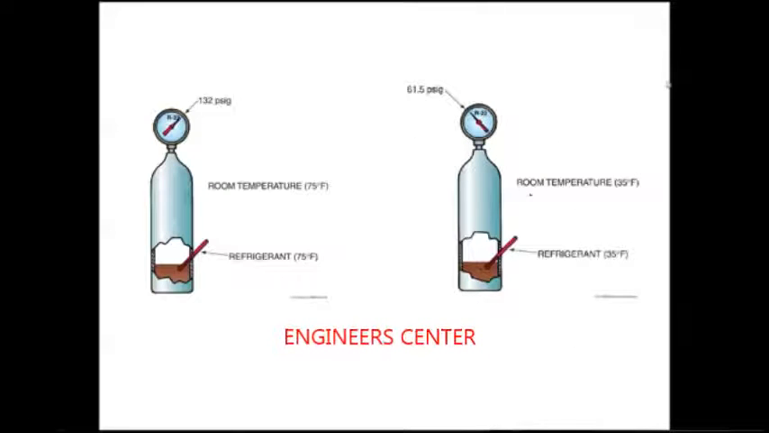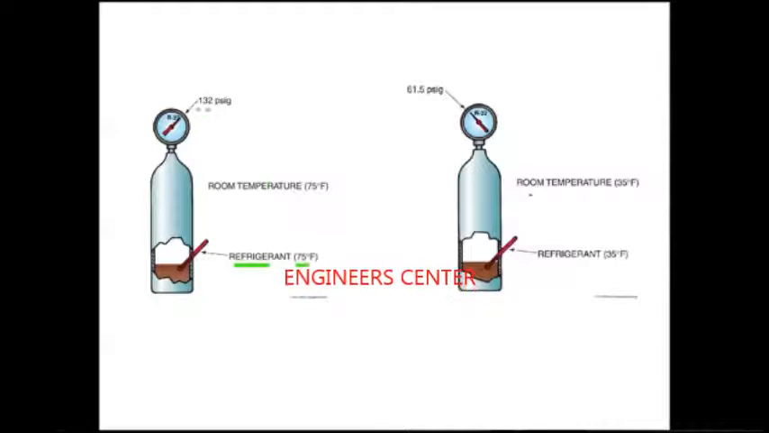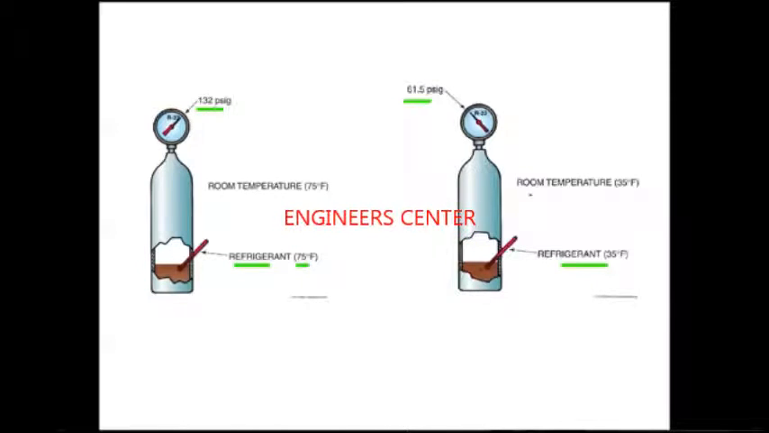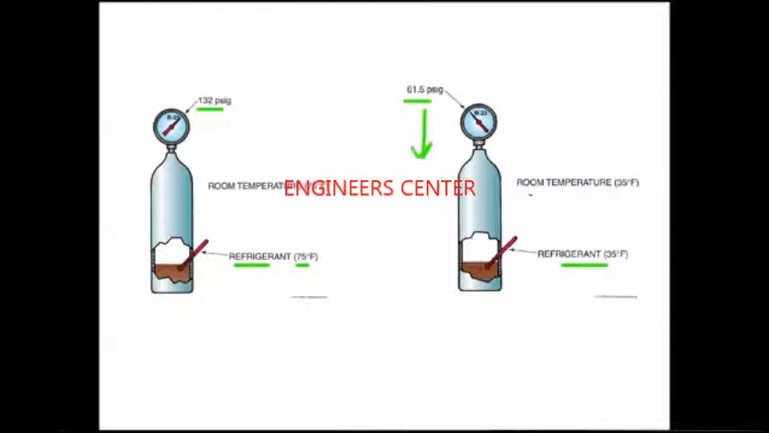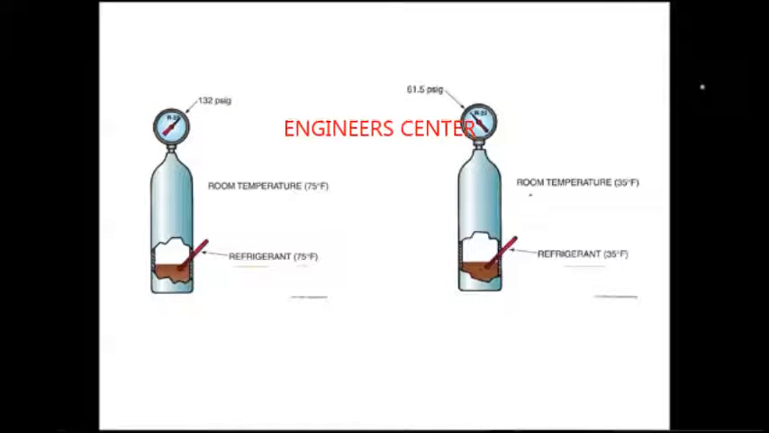Okay, and this is just an illustration here of a bottle of liquid that's at its saturation point and its refrigerant at 75 degrees. It's 132 psi. And if we reduce the temperature, it reduces the pressure as well. And if we have this jug over here and we vent off some of this pressure, and decrease the pressure, it's also going to decrease the temperature. So remember, pressure increase, temperature increase, pressure decrease, temperature decrease. Make sense? All right.